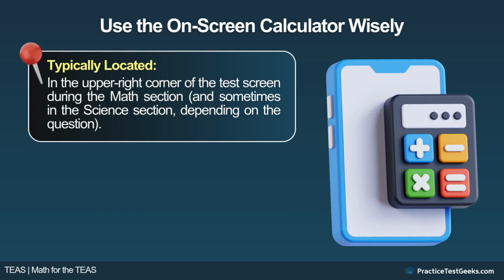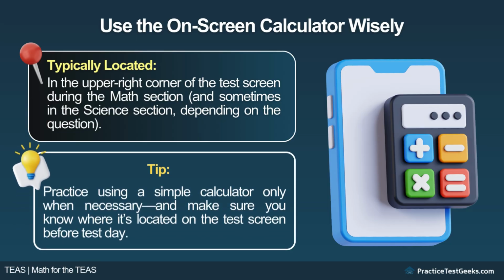On test day, the calculator icon is usually found in the upper right corner of the screen during the math section. It won't always pop up automatically, so you may need to click the icon when you want to use it. Keep in mind that it's only available on screen. You cannot bring a physical calculator. Tip: practice using a basic 4-function calculator so you're ready, and know where to find it on the screen. It'll save you time under pressure.